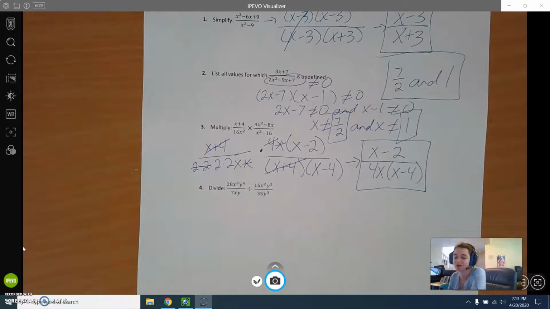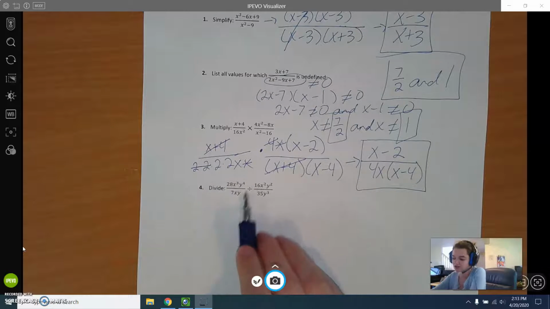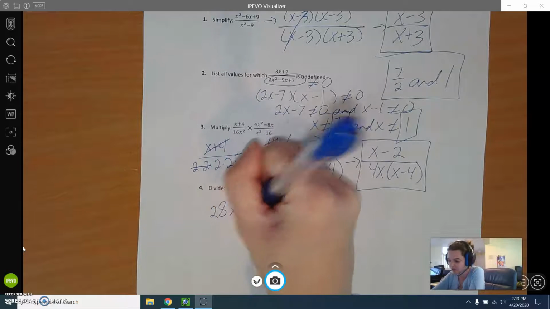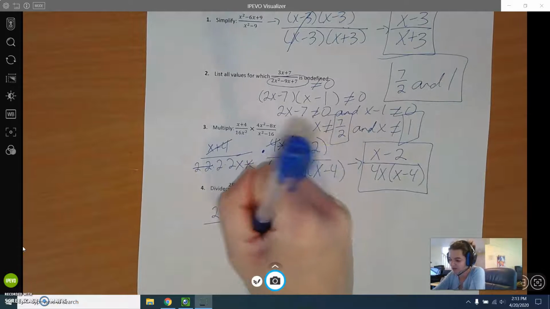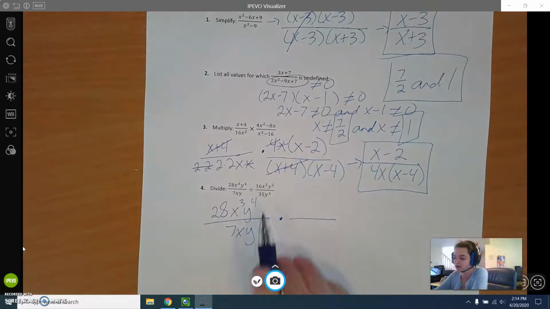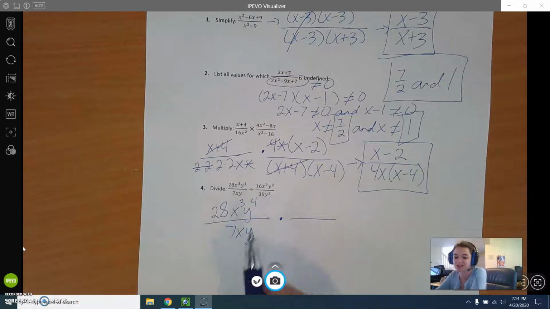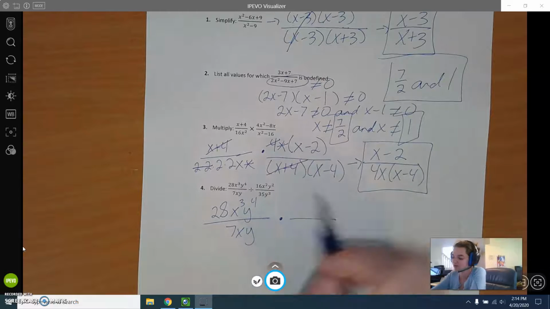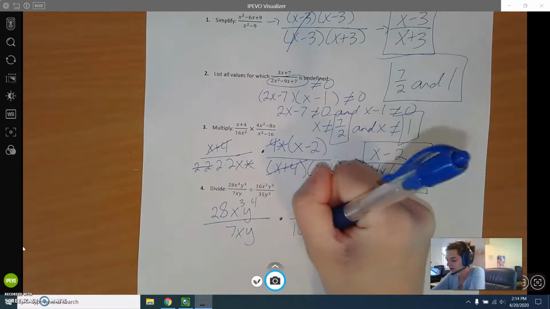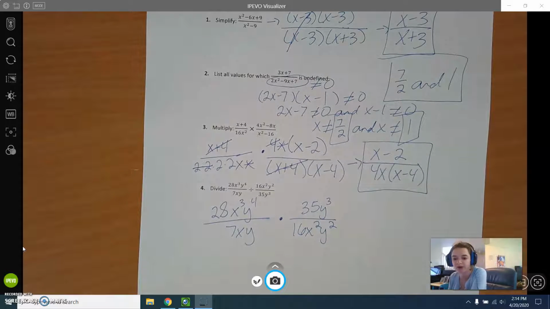Last one was a division problem. So first thing with division problems is making it into a multiplication problem. So you multiply by the reciprocal. So what that looks like is that the first rational expression stays the same. We have 28x to the third y to the fourth over 7xy. And division is the same thing as multiplying by the reciprocal. And the reciprocal, it's a really fancy word, but what it looks like is that your numerator and denominator are going to switch places. So the 35y to the third is going to go in the numerator, and the 16x squared y squared goes in the denominator, okay?